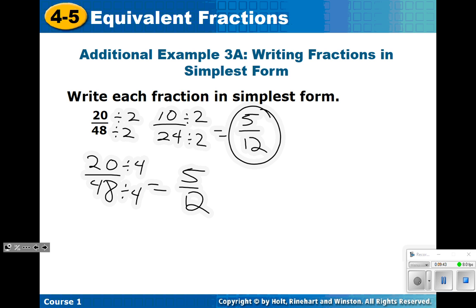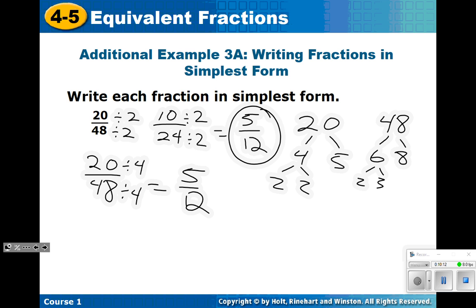Well, why don't we use multiplication? Tell me what is the prime factorization of 20? 4 and 5, right? 2 and 2. True? And then we've got 48, 6, 8, 2, 3, 2, and 4. And then 2 and 2. So this is our prime factorization of 48. This is our prime factorization of that.